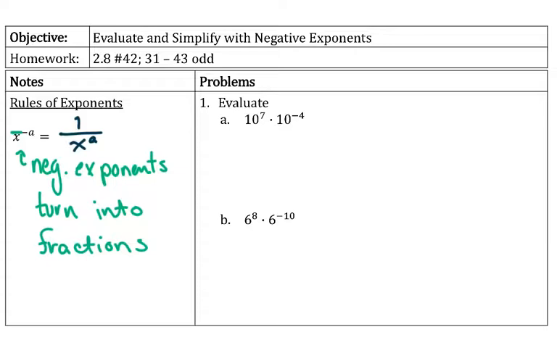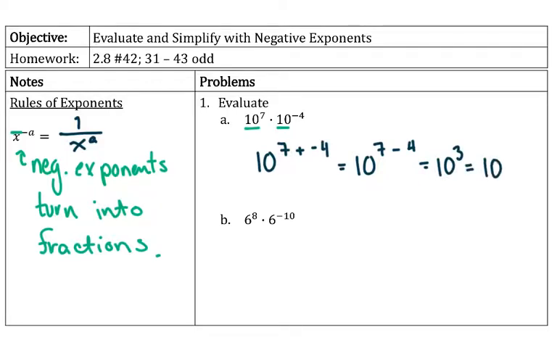Now, all the other rules still apply to negative exponents. So for example, if I'm looking at number 1a here, evaluate 10 to the 7th times 10 to the negative 4. These are being multiplied and they have the same base. So that means we're going to use our rule from last week and add them. So this becomes 10 to the 7th plus negative 4, which we can simplify as 10 to the 7th minus 4. Write it like that. And that's 10 to the 3rd. If I wanted to evaluate further, I could. 10 to the 3rd is 10 times 10 times 10, which is 1,000. So the rules still apply with negatives.